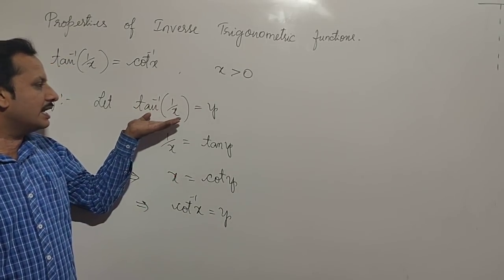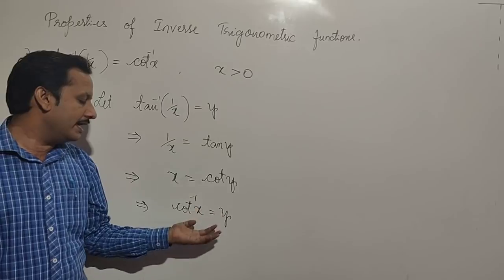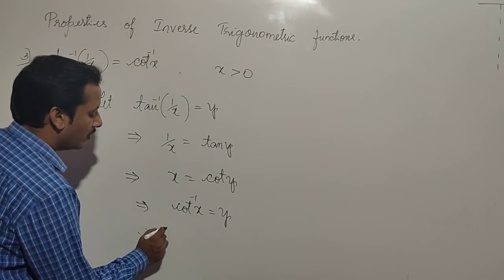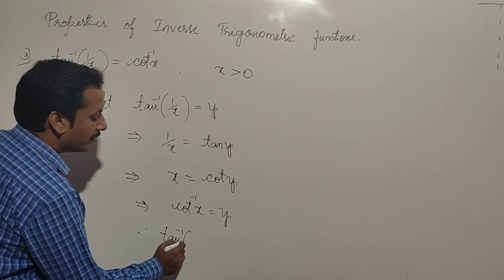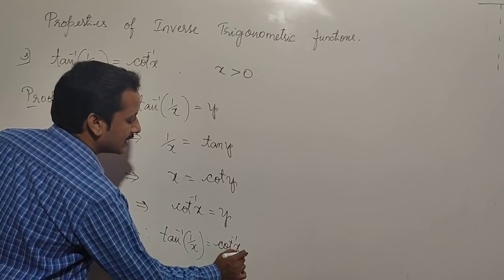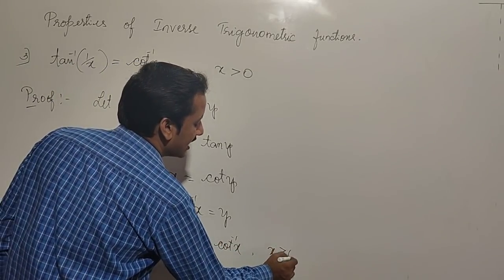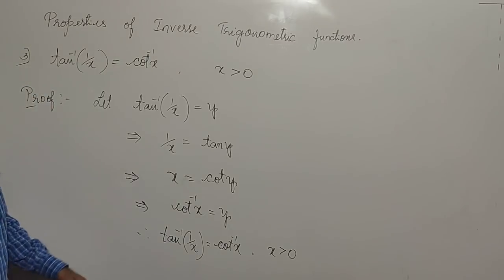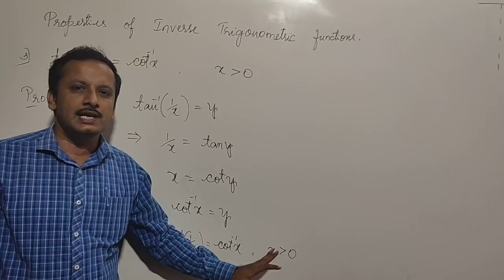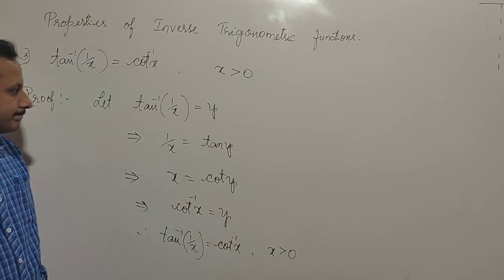So here we have tan inverse of 1 by x equal to y, and here we have cot inverse x is equal to y. Therefore, tan inverse of 1 by x is equal to cot inverse x whenever x is greater than 0. When x is less than 0, what happens? That we shall discuss in our next classes.